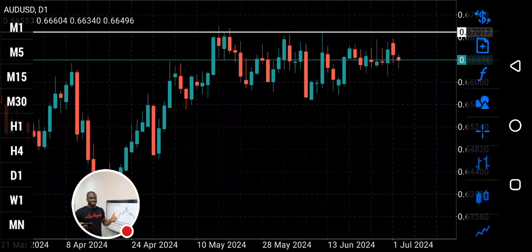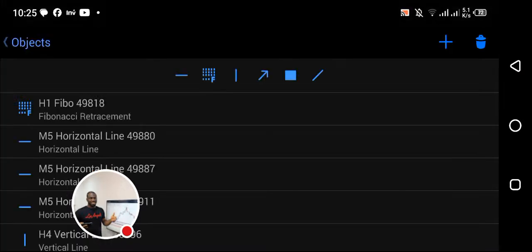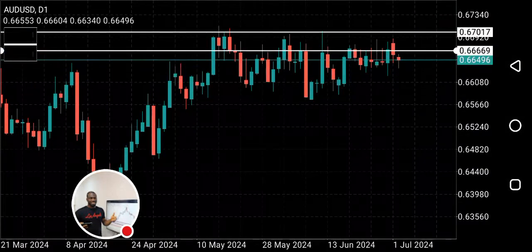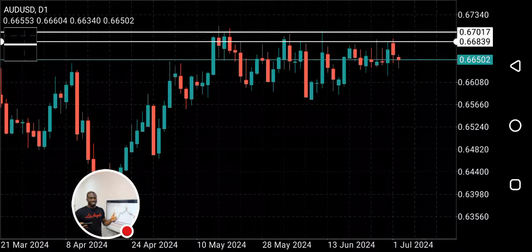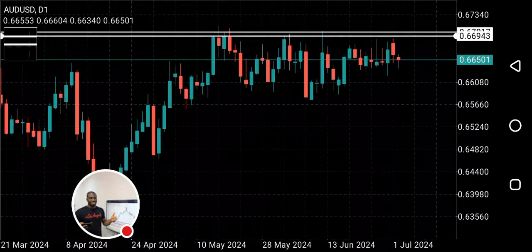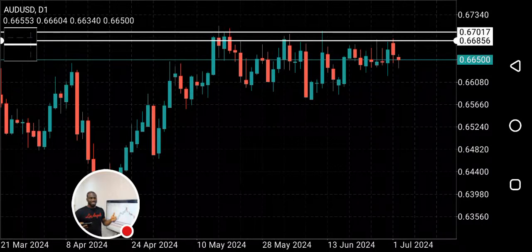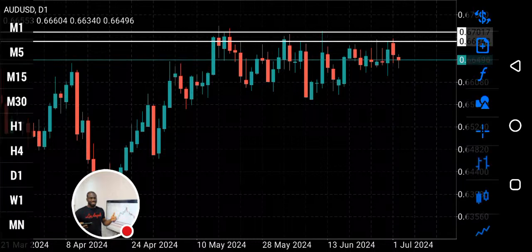But yesterday, you would see that the high of last Friday's candle was cleared. Not just the high of last Friday's candle. I think the high of last week's candle, last week's market, was cleared yesterday. So liquidity was cleared at that level.